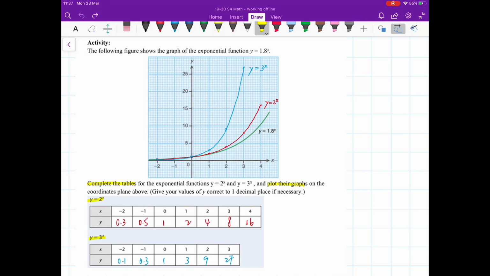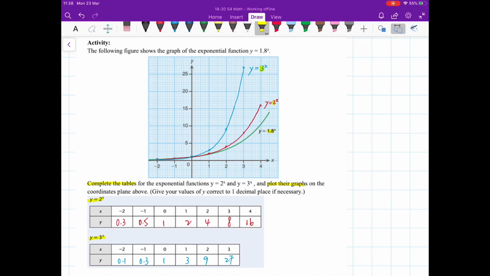In the graphs, there are total 3 properties. The first one is about the base. Now I will highlight the base 3, the base 2, and the base 1.8. Please think about when the number of the base decreases from 3 to 2 to 1.8, what will the shape of the graph change? As you can see, as the number of the base decreases, the graph will become flatter.